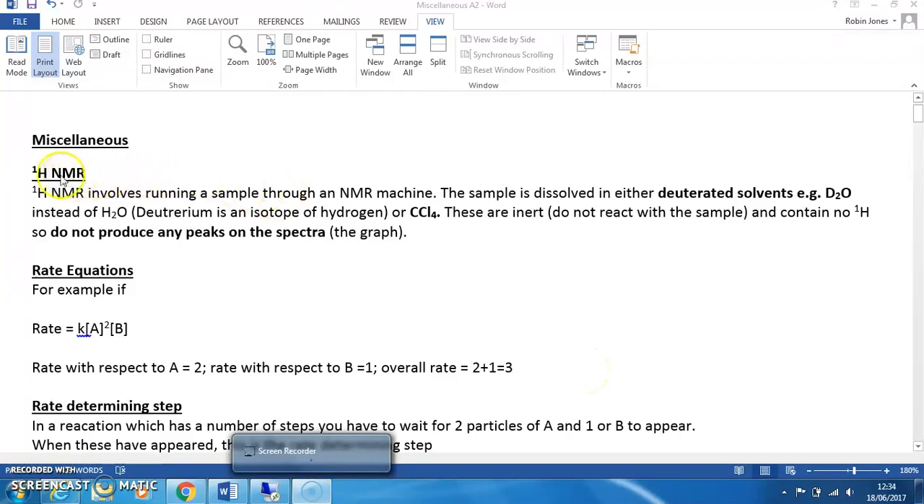Just some miscellaneous stuff with proton NMR. When you put the sample into the NMR machine, it needs to be dissolved in some kind of solvent. You can use deuterium, which is an isotope of hydrogen, or you can use something called tetrachloromethane, CCl4. These are inert, they don't react with the sample and contain no hydrogen atoms, or the normal kind of hydrogen atoms, protons, so they don't produce any peaks on the spectra.